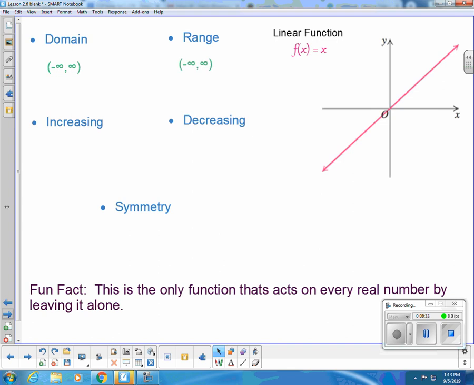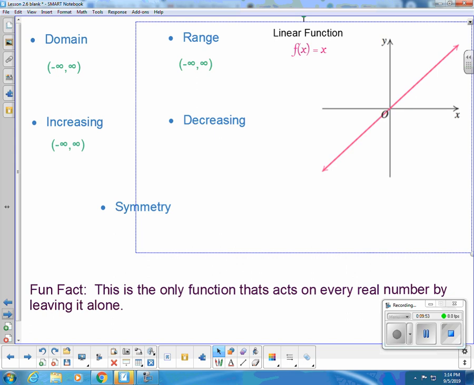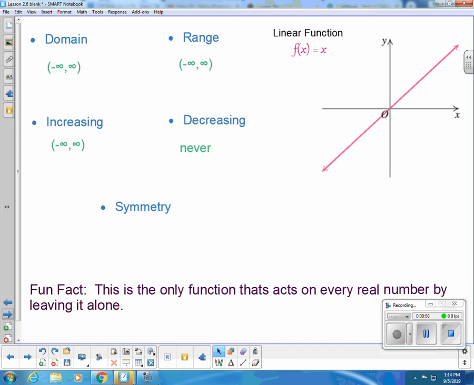For the increasing and decreasing, I suggest you take your finger or a pencil, start on the left, and just go along the graph. Is this increasing or decreasing? Increasing. Does it ever decrease? No. So it's increasing from negative infinity to infinity, and it never decreases. And then what kind of symmetry does this thing have? Even or odd? Odd. It rotates around the origin, yes?